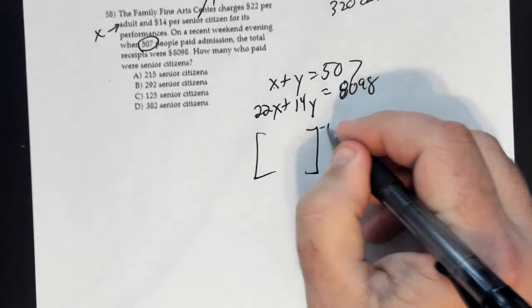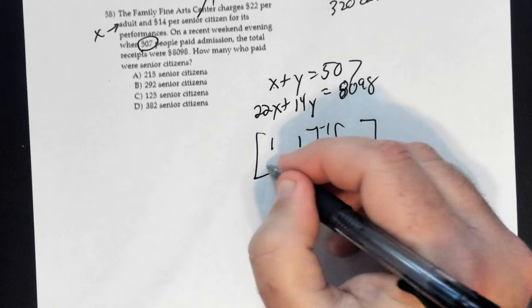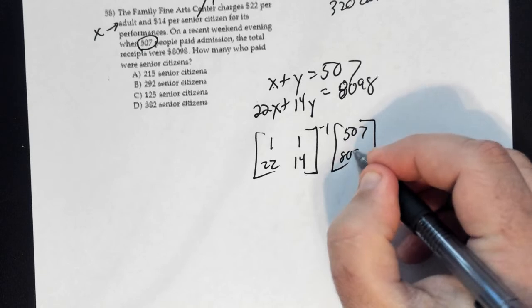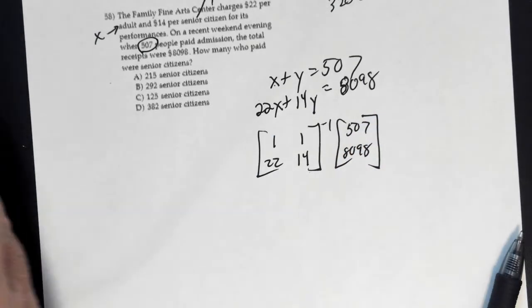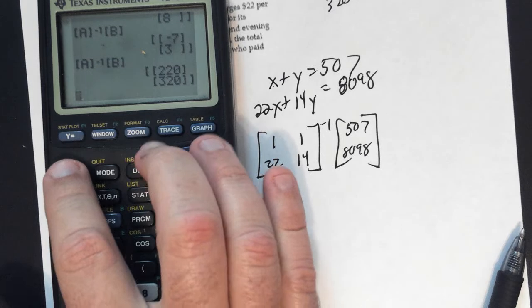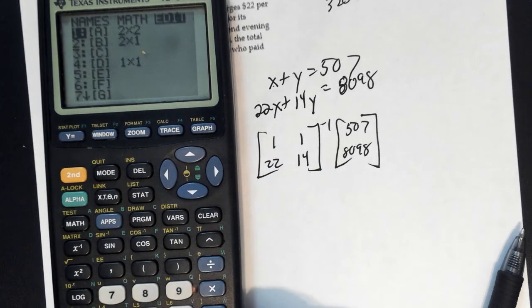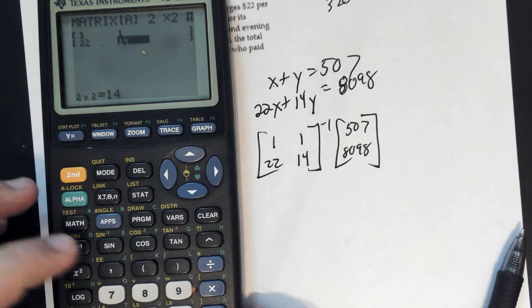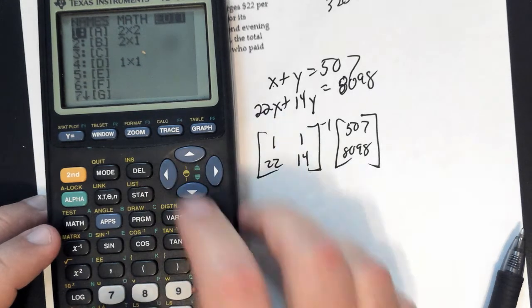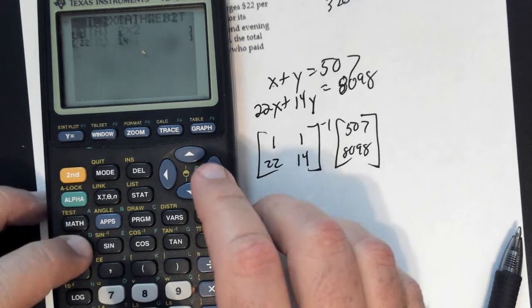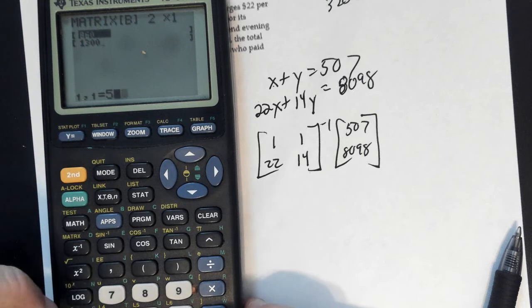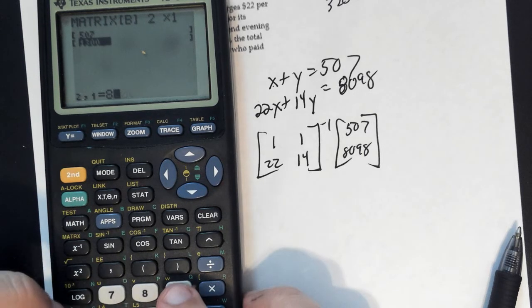Now I'm going to build my matrix. 1, 1, 22, 14, 507, and 8098. Right? So at this point, we need to do our matrix. Here's my 2 by 2 again. So we're going to get 1, 1, 22, 14. I'm going to go to my other matrix. Whoops. Did that again. Get that right. That's going to be 507 and 8098.